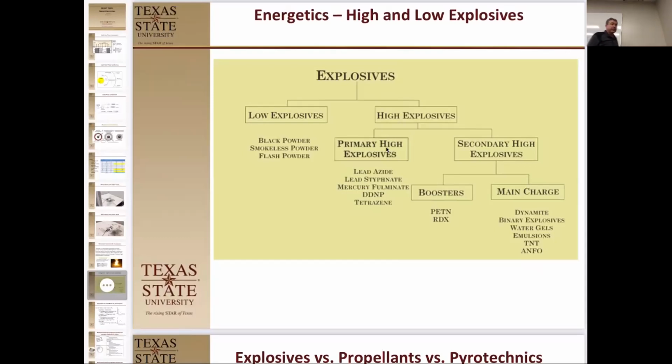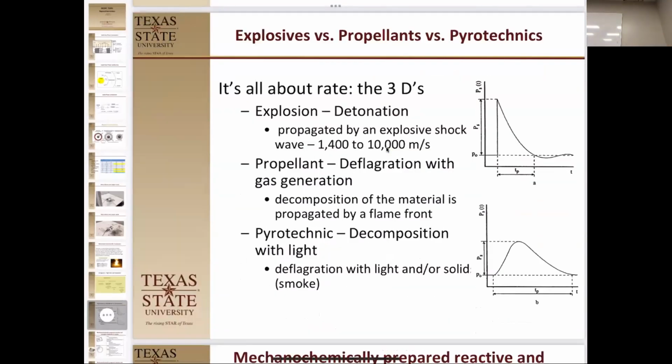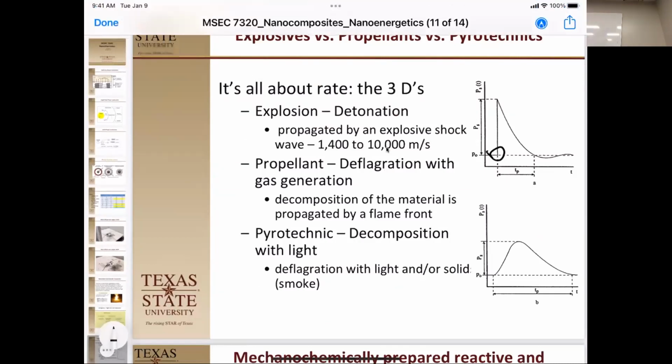Okay, so I said there's a difference between those. And explosives versus pyrotechnics versus propellants is all about the time regime. If we look at this first one right here, 1 millisecond after it is ignited, it's at its max pressure. So now it's pushing everything out of the way, and the pressure wave or the detonation wave is usually faster than the shock wave.